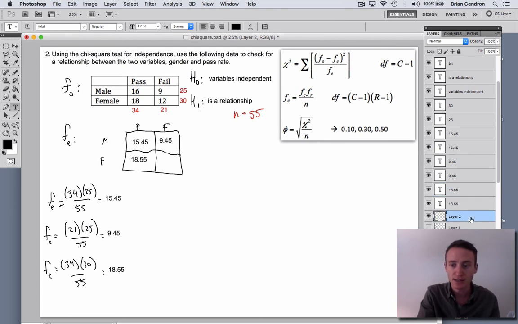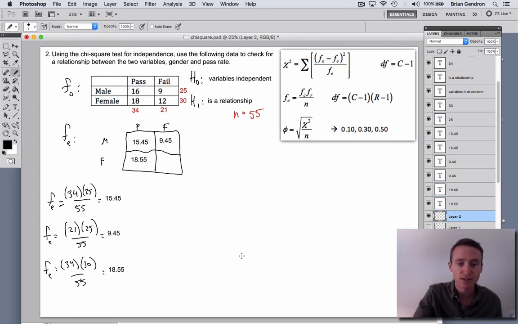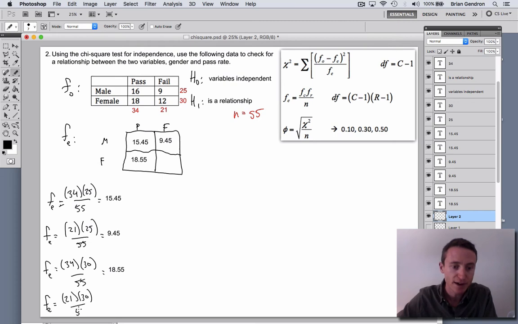Last but not least, the bottom right cell. The expected frequency is 21 times 30. So 21 is the amount of people in the column that box is in. 30 is the amount of people in that row. And then divide by 55, the number of people in your study.